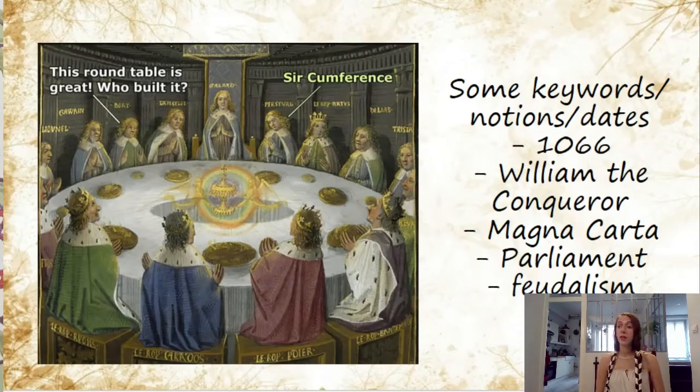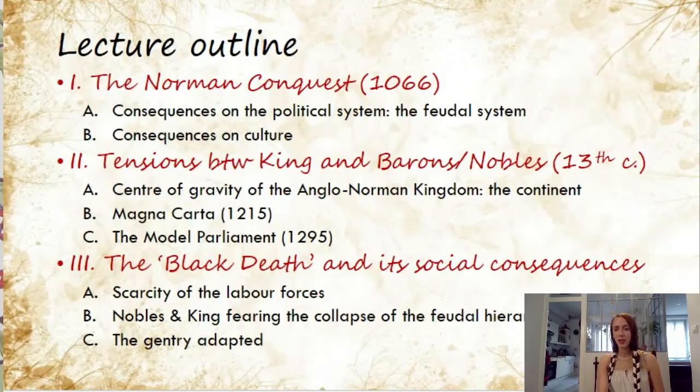In order to do this, we'll discuss an important feature of the late medieval period, which is feudalism. So some of the keywords for today should appear on screen. Basically 1066, as you've gathered, William the Conqueror, Magna Carta, we'll discuss Parliament as well, and feudalism is also going to be key today. So let's take a look at the outline for today.